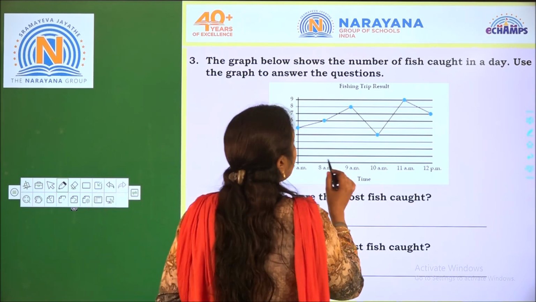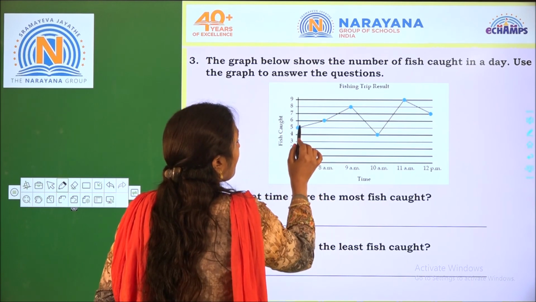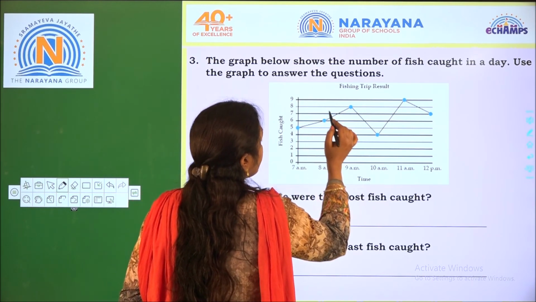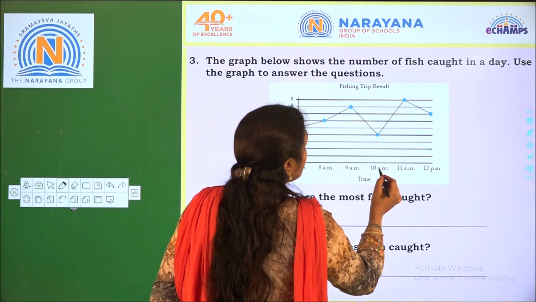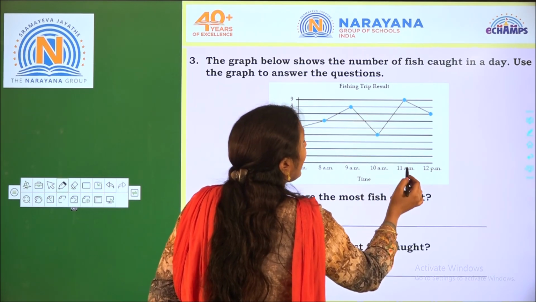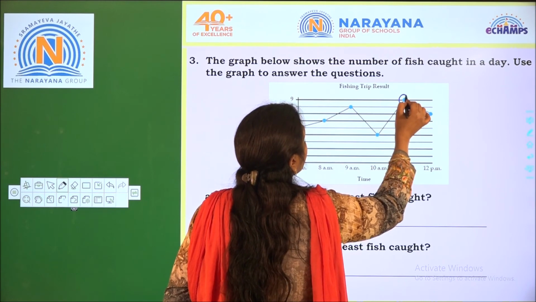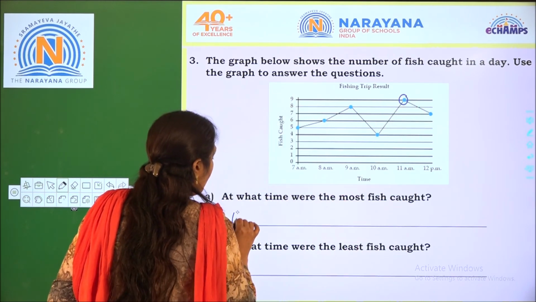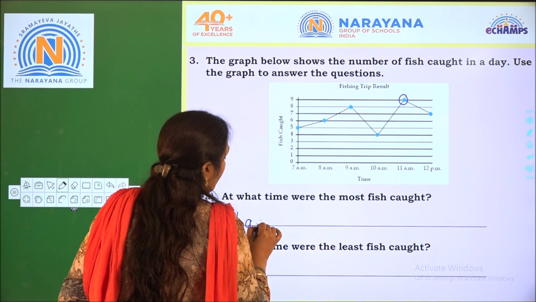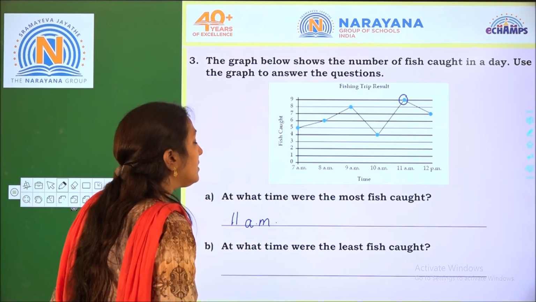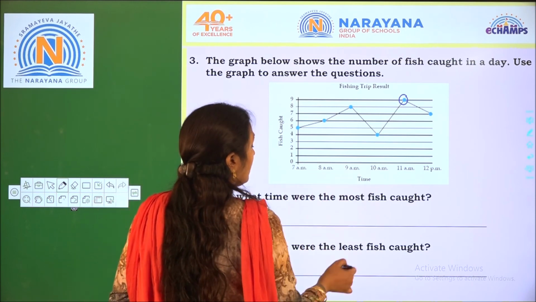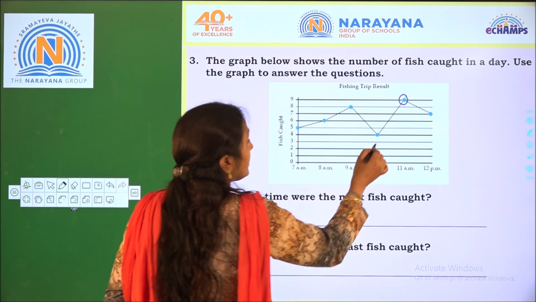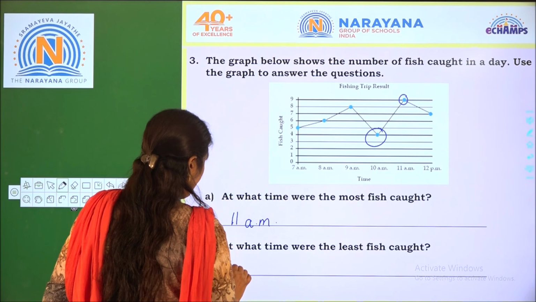So here, see here, it is 7, 5, 8, 6, 9, 7, 8 fish caught. At 10, 4, at 11, 9 fishes. So at what time, children? 11 a.m. At what time were the least fish caught? At what time did they catch least? 10 a.m.